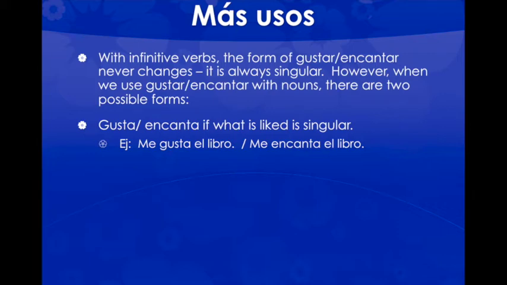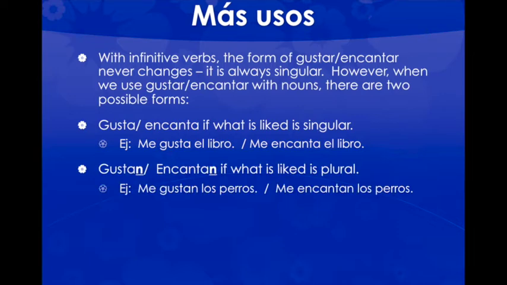So if you want to just say, I like the book, or I love the book, me gusta el libro, me encanta el libro. However, if the thing you like is plural, like dogs, you would actually need to change it to gustan and encantan, where you add an N at the end of it to make sure that it agrees with los perros. So me gustan los perros means I like dogs. Me encantan los perros means I love dogs. So you have to pay attention. Is the thing that is being liked plural? If so, you have to add an N.